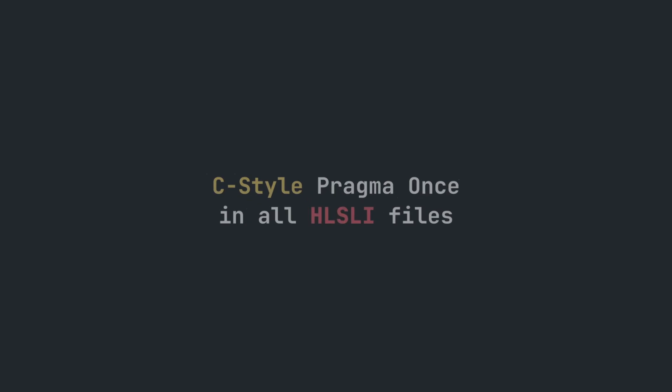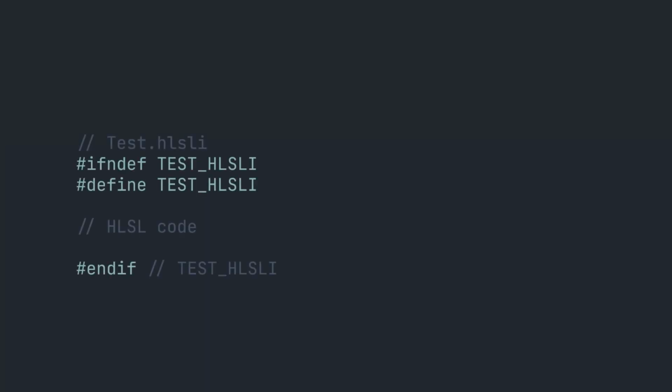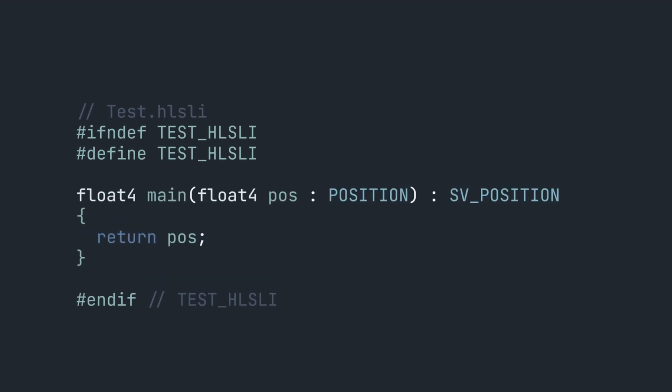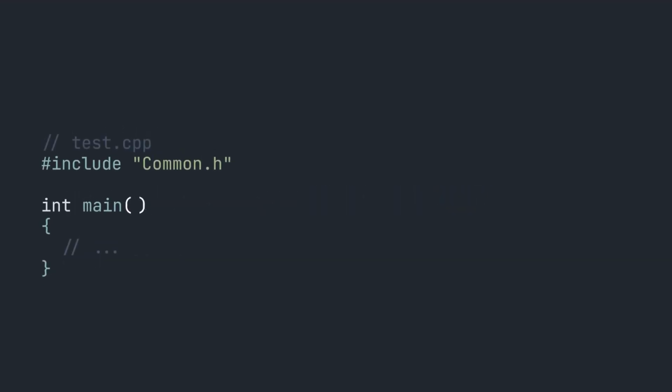C-style pragma once in all your HLSLI files. Cover your whole file in an if not define check. Inside of that if not define check, define what you're actually checking against. This will ensure that your file can be included in multiple places without interfering with each other. It's exactly what pragma once is doing in C++.